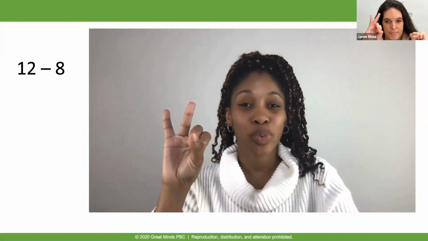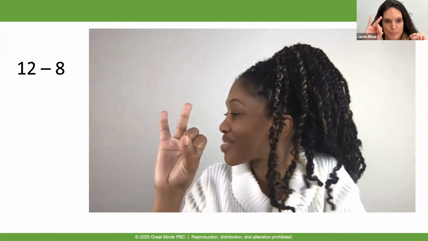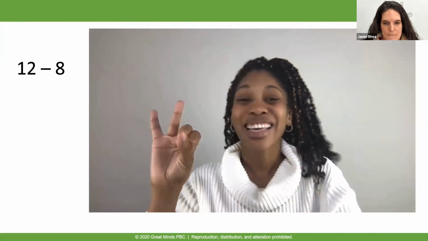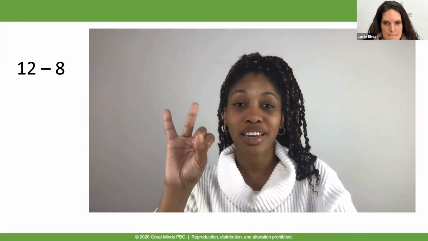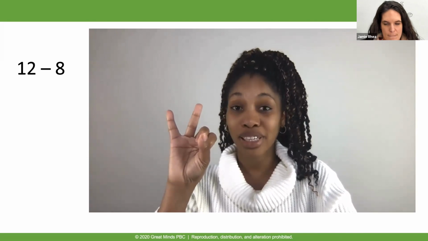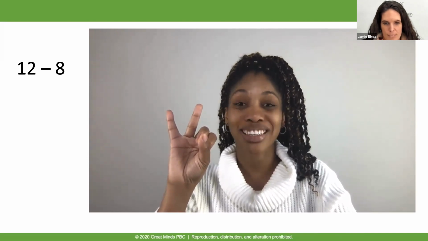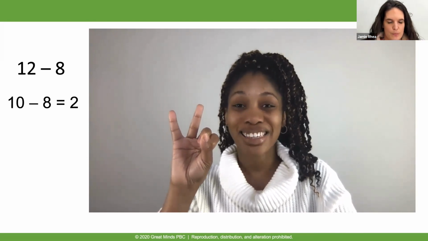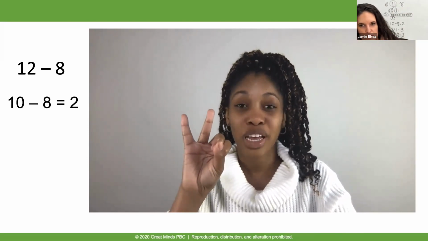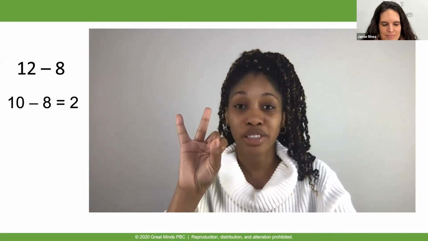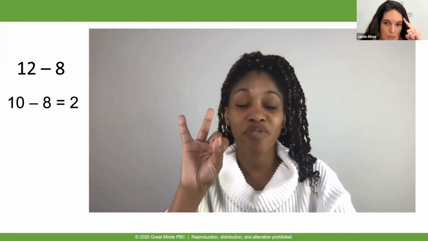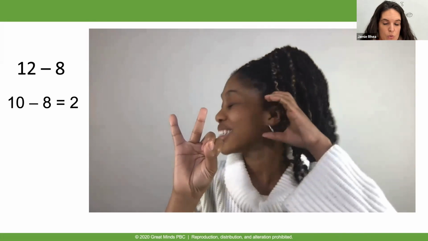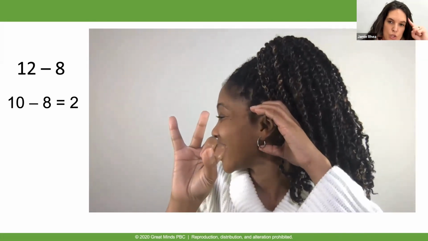How many fingers do we have up now? 2. Yes, 2 fingers. Let's show a number sentence to show what we just did. 10 minus 8 equals 2. So we know we have 2 fingers up, but how many pretend fingers do we have up? We had 2 in our head. So we had 2. Yes, 2.